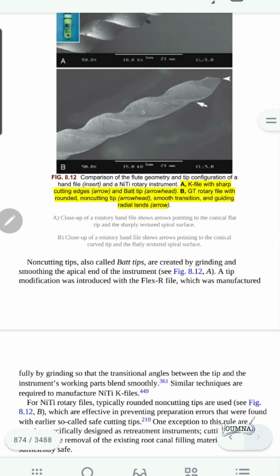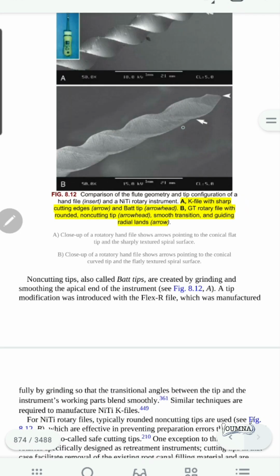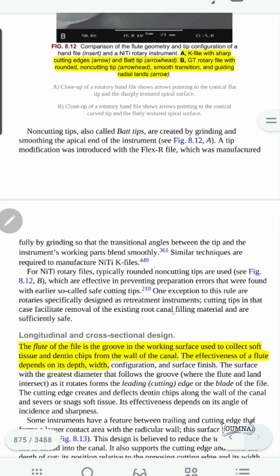This space is called the flute. It is a groove between two folds, and its efficiency relies on its depth and width. So it is considered the working surface used to collect the soft tissue and the dentin chips.